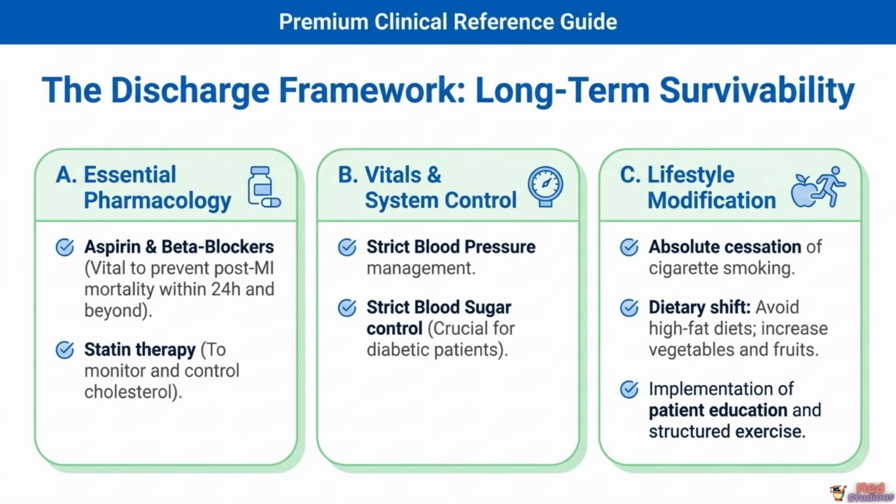Statin therapy at high intensity with atorvastatin 80 milligrams continues indefinitely to lower LDL cholesterol below the post-STEMI target of 70 milligrams per deciliter, stabilize existing vulnerable plaques, reduce vascular inflammation, and prevent recurrent coronary events. Vitals and systems control requires strict blood pressure management, targeting below 130 over 80 millimeters of mercury, as hypertension accelerates vascular wall stress and promotes recurrent plaque rupture. In diabetic patients, tight glycemic control is critical because hyperglycemia impairs endothelial function and promotes platelet hyperreactivity.